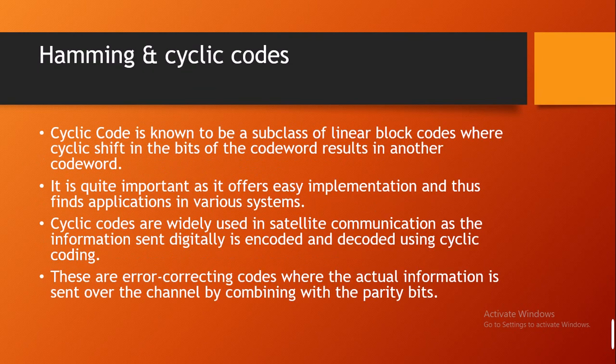Now the cyclic code. Cyclic code is a subclass of linear block codes where a cyclic shift in the bits of a code word results in another code word. It is quite important as it offers easy implementation and thus finds applications in various systems. Cyclic codes are widely used in satellite communication, as the information sent digitally is encoded and decoded using cyclic codes. These are error detection codes where the actual information is sent over the channel by combining with the parity bit.